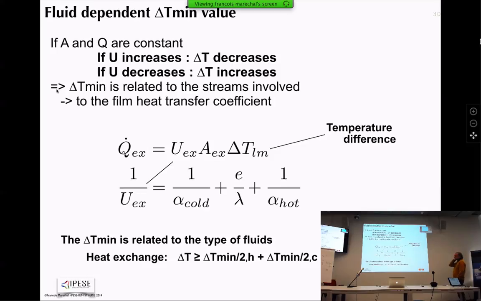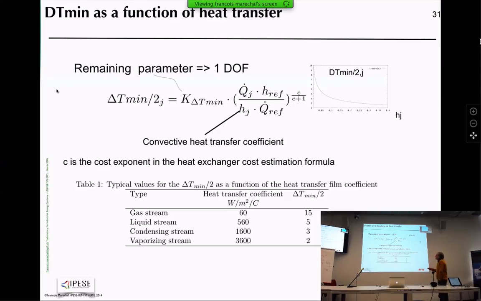There are two dimensions. The first one is that we have to realize that the cost, the heat exchanger area, is a function of the transfer coefficient and the logarithmic mean temperature difference. And we know that this logarithmic mean temperature difference is finally represented in the heat cascade by the delta T minimum. The delta T minimum that we can link to the hot and the cold stream, which can then be linked to each stream and to the heat transfer coefficient of the stream.